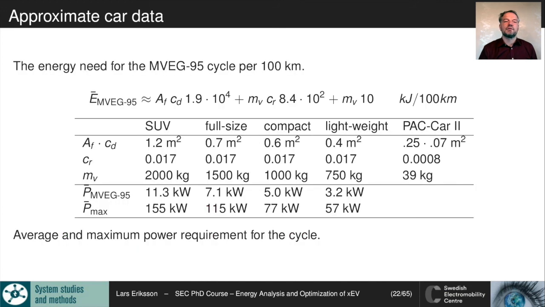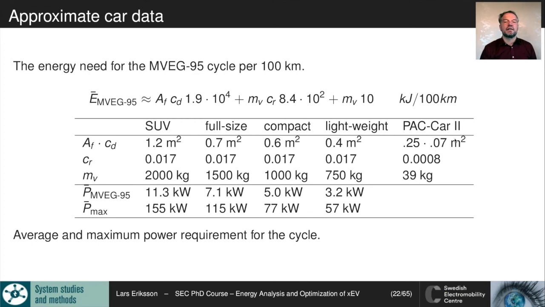Some approximate car data: an SUV, a big vehicle with a big frontal area and rolling resistance and high weight, and then a full-size car, compact car, lightweight car, and you can see the average power requirement over the European cycle is like this, and the maximum requirement that we need to have during the cycle to keep the cycle is this. So the QSS thinking here can help us to evaluate the power requirements of a system.